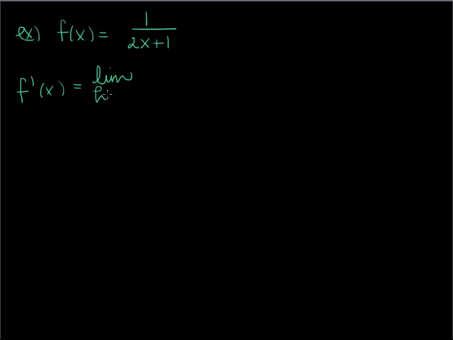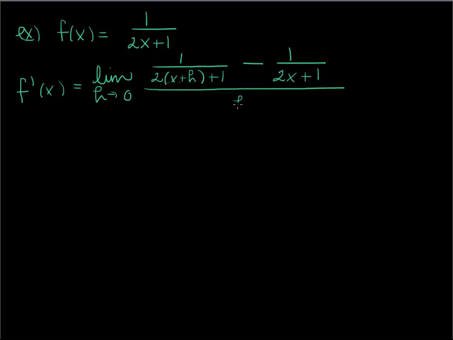So I want the limit as h goes to 0 of f of x plus h. So what does that mean? That means everywhere I see an x, I'm going to put x plus h. There's my f of x plus h minus f of x. This is just the definition of the derivative, people. Definition of the derivative, all over h, okay? There's my f of x plus h minus f of x all over h.